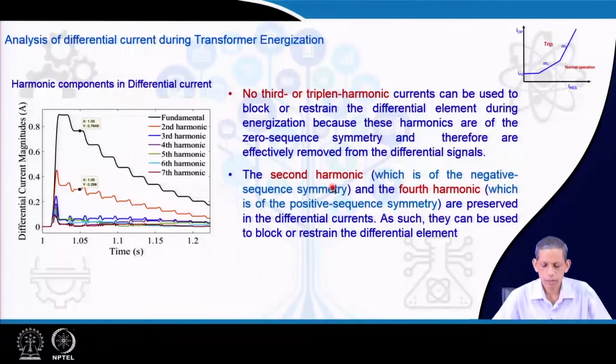The second harmonic, which is symmetric to the negative sequence component, and the fourth harmonic, which is symmetric to the positive sequence component, can be preserved in the process of computing the differential current, and they can be used for inrush current detection. That is what is being used in most relay applications.